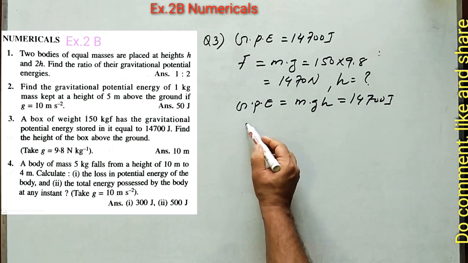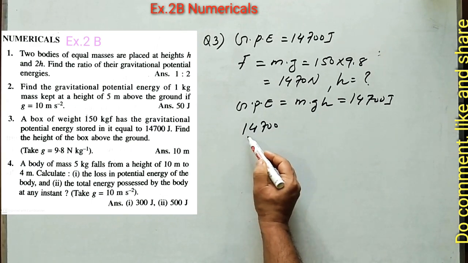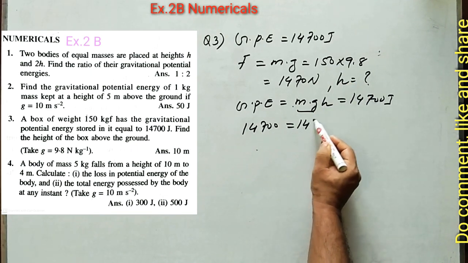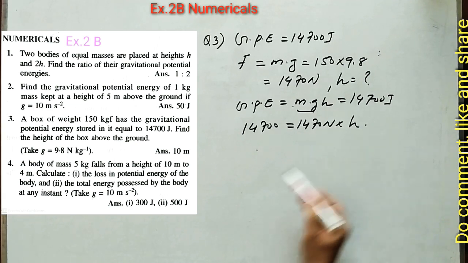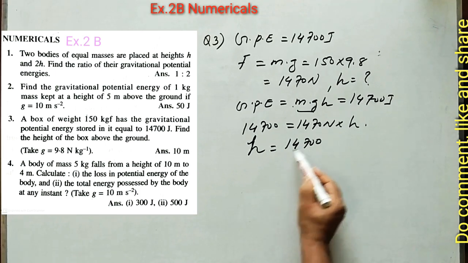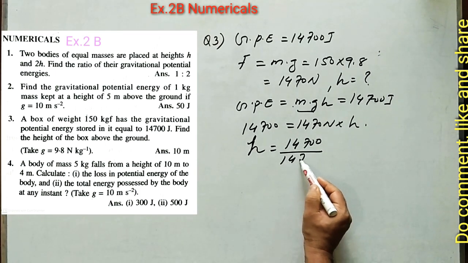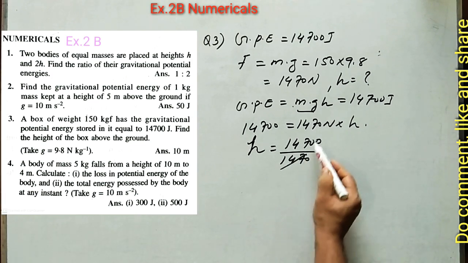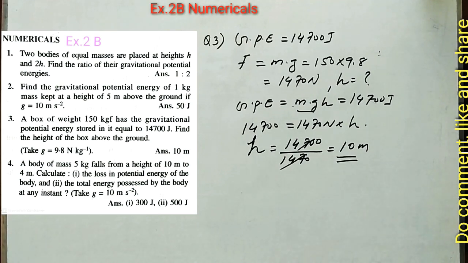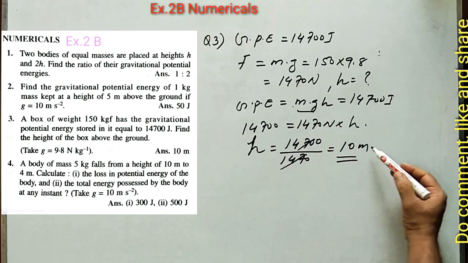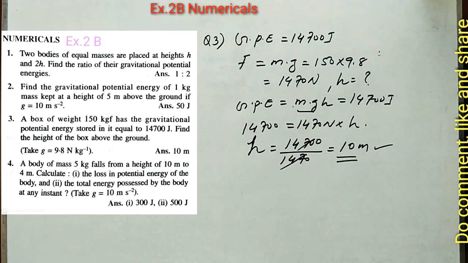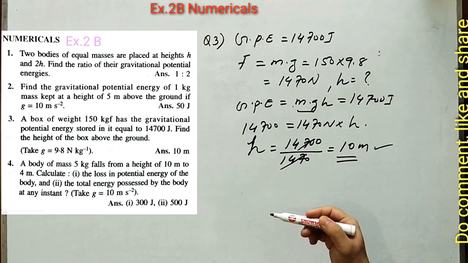Here we have to calculate the value of h, the height. So 14,700 is equal to mg, the value of mg we got as 1470 Newton, into height. So height is equal to 14,700 divided by 1470. On solving, you get the height as 10 meter. Clear? So from the formula GPE, we calculated the height of the box. Height comes out to be 10 meter. Clear? Steps are clear.